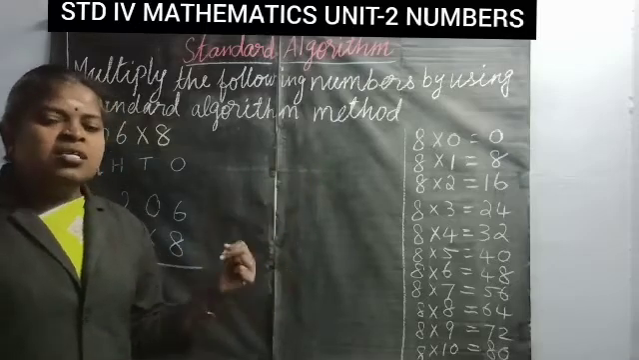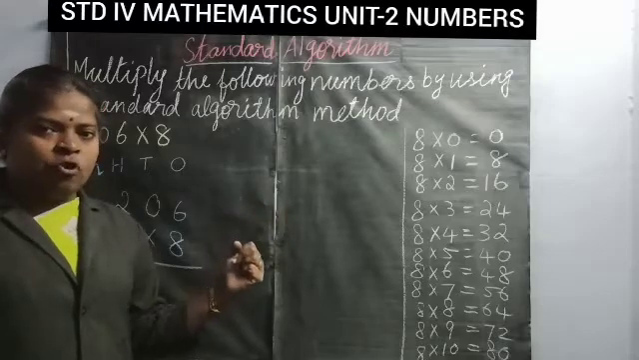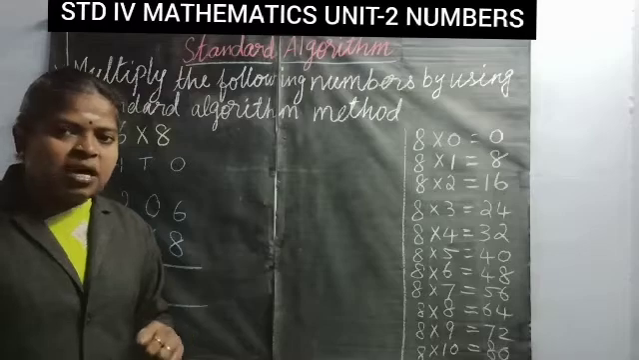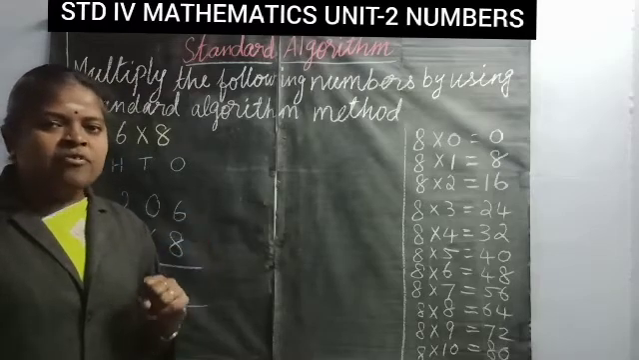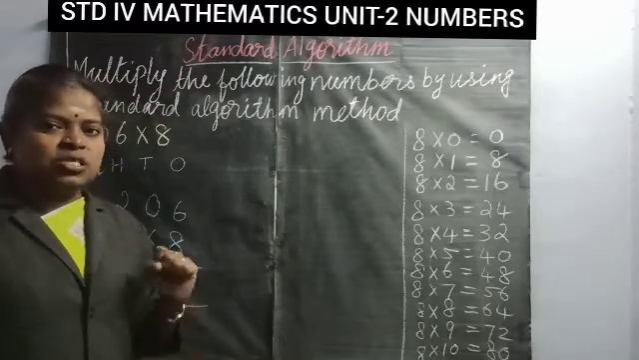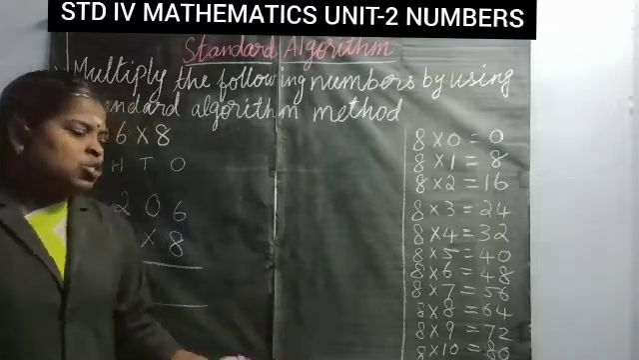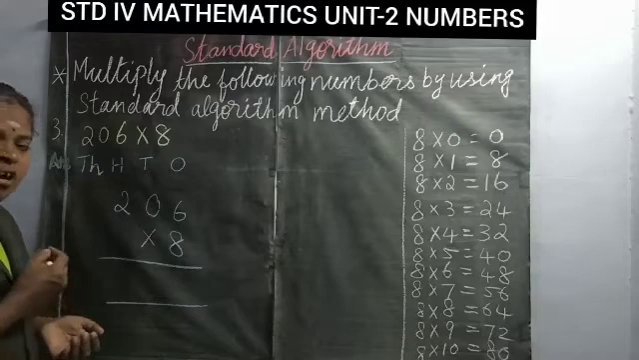8 twos are 16. 8 threes are 24. 8 fours are 32. 8 fives are 40. 8 sixes are 48. 8 sevens are 56. 8 eights are 64. 8 nines are 72. 8 tens are 80. So, while multiplying, first what we have to do?